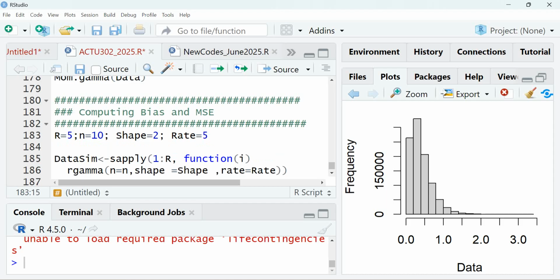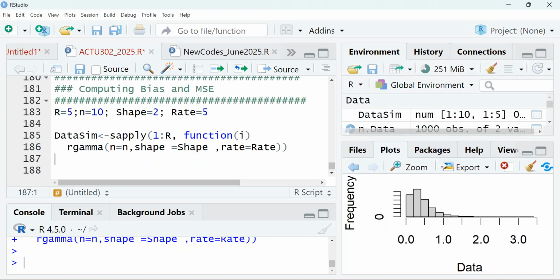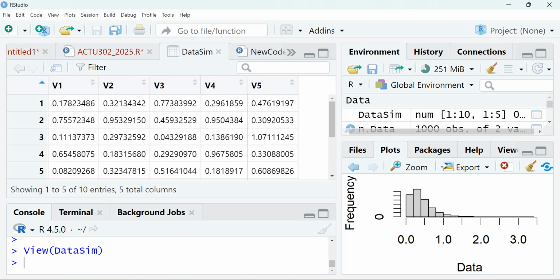So let's see how this looks. Okay, now data sim, I can come here and check data sim. So if you look at it, it's what? A 10 by what? 5 matrix. Each row is what?